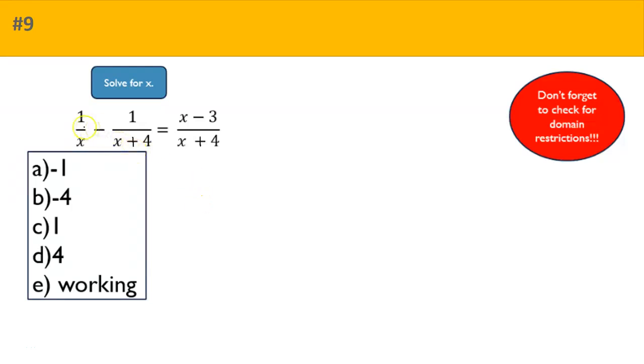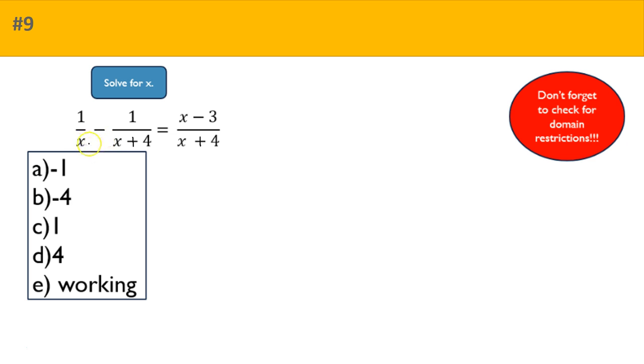Okay, so for number 9, we have a radical equation, and in this case we need all the denominators to be the same. The goal is to have the denominators be the same, and when the denominators are the same, then we can just focus on the numerators to solve for x. All right, so our task here is to solve for x. So let's start by working on making the denominators the same.